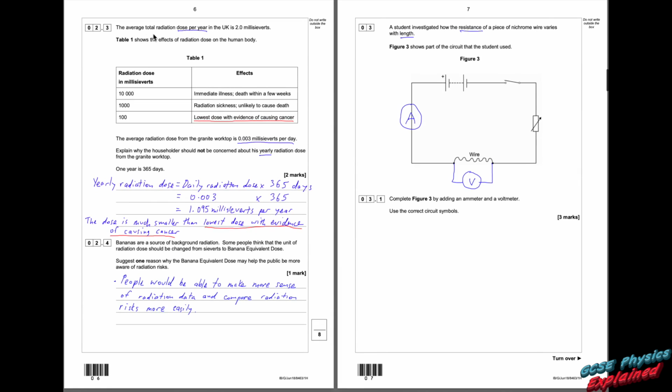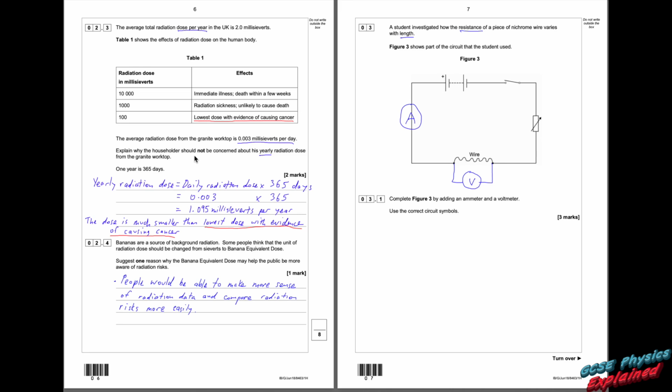Part 3. The average total radiation dose per year in the UK is 2 millisieverts. Table 1 shows the effects of radiation dose on the human body. So 10,000 millisieverts is immediate illness or death within a few weeks. 1,000 is radiation sickness unlikely to cause death. And 100 is the lowest dose with evidence of causing cancer. The average radiation dose from the granite worktop is that many millisieverts per day.